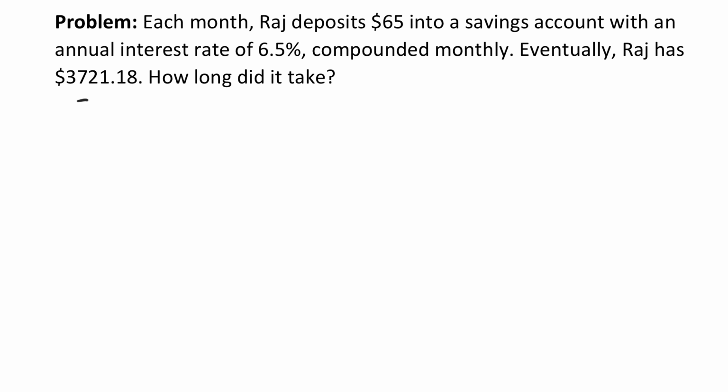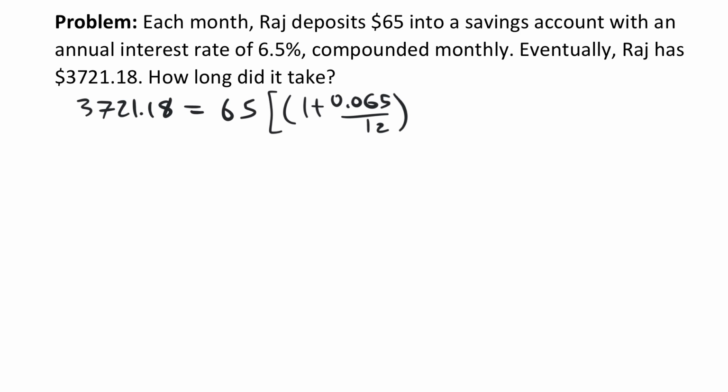All right, so let's set it up. 3721.18 equals 65 times 1 plus 0.065 over 12. Now again, if that works out nicely as a decimal or as a fraction, you're welcome to use it. But on my calculator, it gives me 0.005416 repeating. And if you've got any kind of repeating decimals, anything that looks really ugly, just leave it. Don't risk rounding and getting a rounding error.